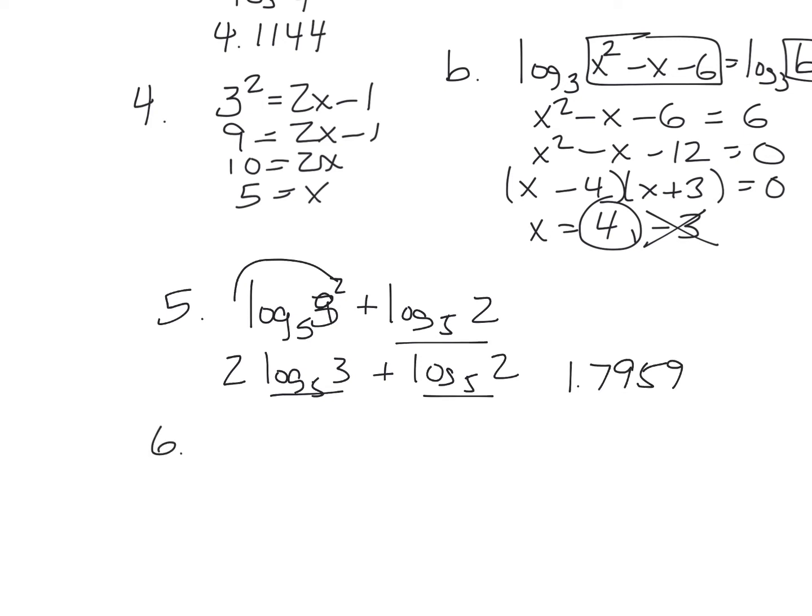Number 6, we have division, so we can break this up and subtract. But again, this 4 could be written as 2 squared. Bring that 2 in front. So now it's the log base 5 of 3 minus 2 times the log base 5 of 2. And you should get about negative 0.1788.